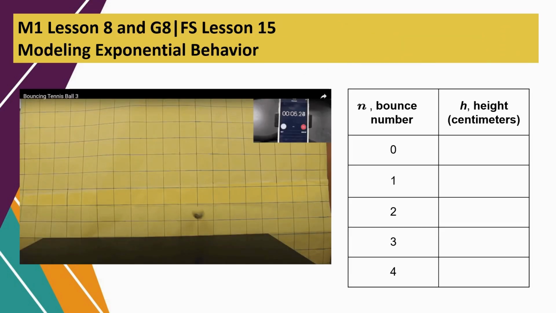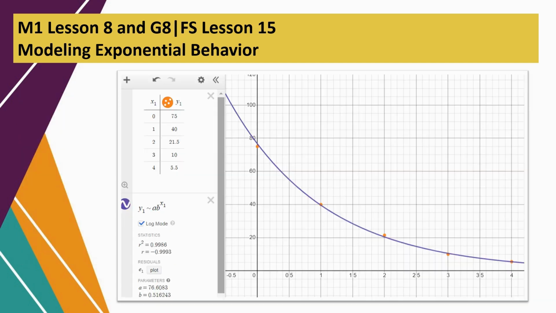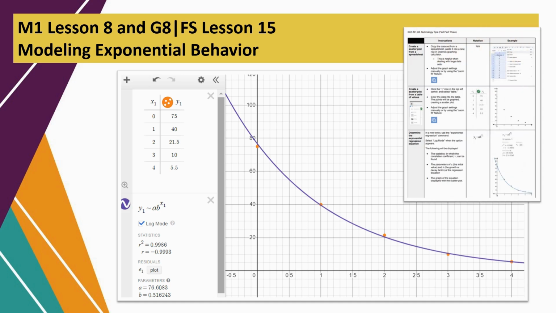Lastly, students revisit modeling data with a function. Either through an optional experiment or by video, students collect data on the bounce number and height of the ball. They use Desmos to graph the data and consider the shape and relationship to determine if a linear or exponential function would best model the data. Students generate a regression equation and then interpret the parameters within context. A technology tip handout is provided.